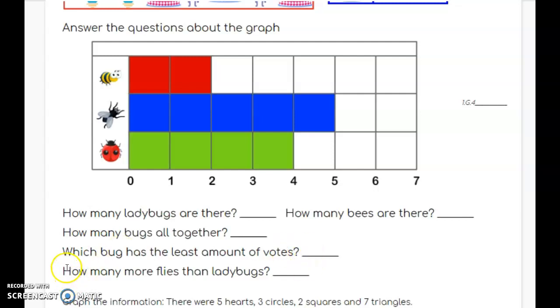And the last question says, how many more flies than ladybugs? Look up at the graph and see how many more flies than ladybugs and write your answer here.